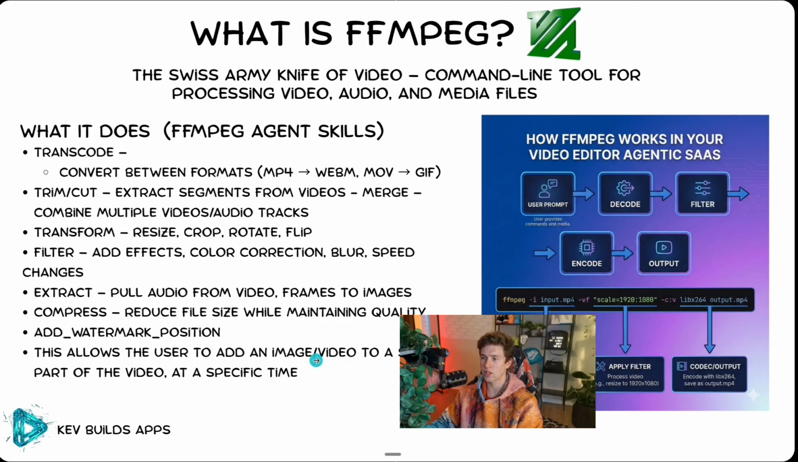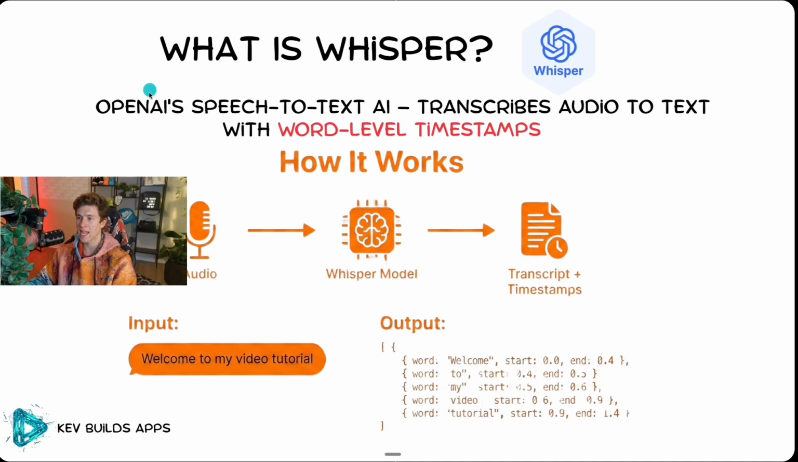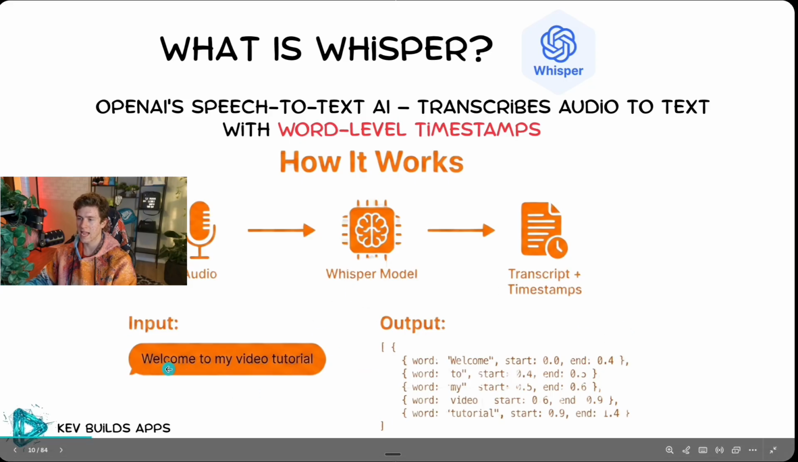So the next tool we want to talk about is Whisper. Whisper is OpenAI's speech to text, which does AI transcription, but the most important thing that it does is word timestamps. Now, word level timestamps is literally how long the person says the word in the video. So in this example that I show you guys here, it says, "Welcome to my tutorial." The word welcome lasts from 0 seconds to 0.4 seconds.